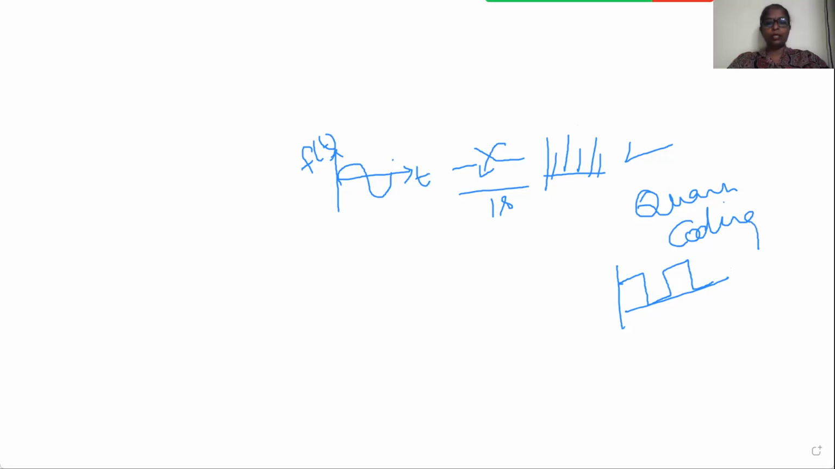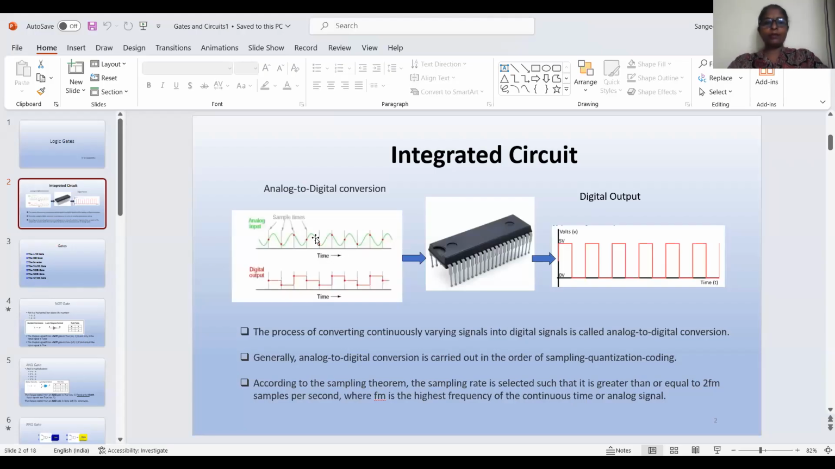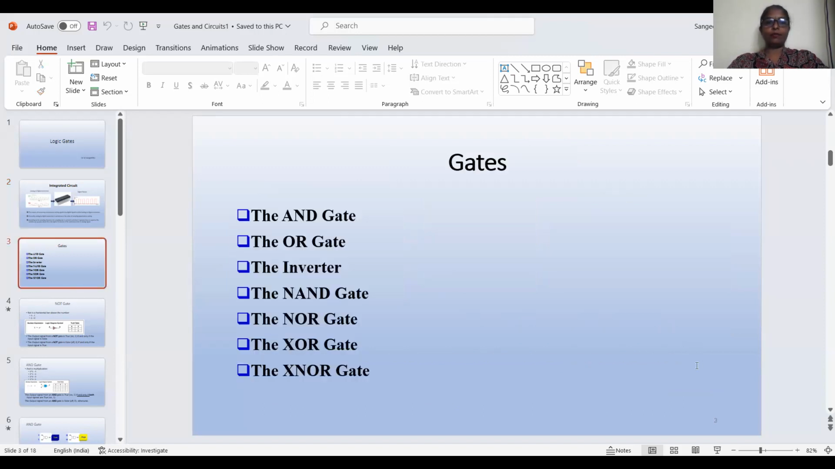At the input, we are going to convert an analog signal to a digital signal. That is the analog to digital conversion process. It involves sampling, quantization, and coding. To sample this signal, the basic criterion to follow is that if the highest frequency is FM, the sampling frequency you have to choose is 2 FM. That is the Nyquist criterion.